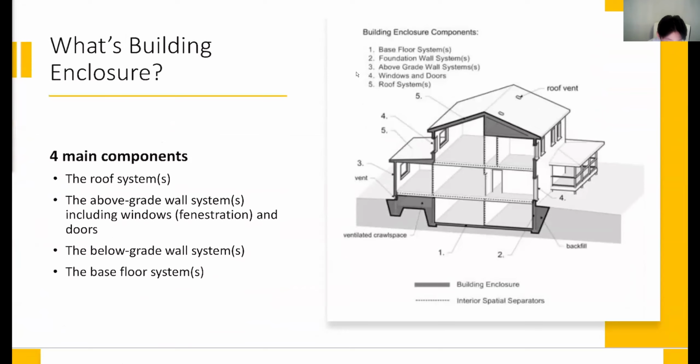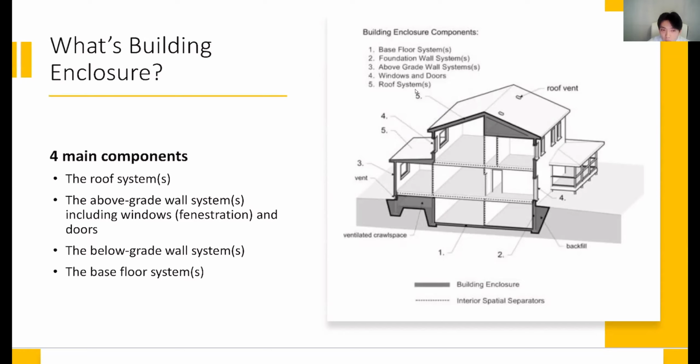So today's topic is on building enclosures. Probably a lot of people already know what building enclosures are, but these are a very common thing that we see every day. Maybe we don't notice it, but it's around us all the time if we live in a building. So basically the walls that we see, right, the exterior walls that we see, are the major part of our building enclosure. So there are in total four main components to our building enclosure.